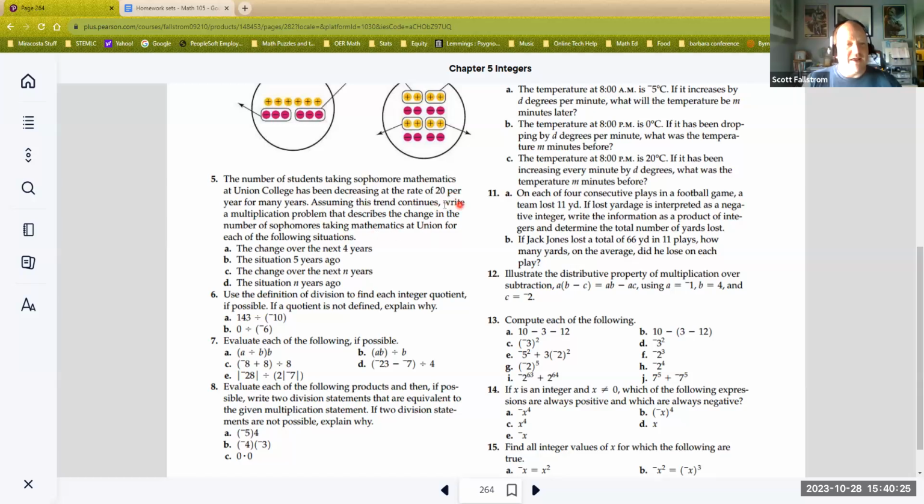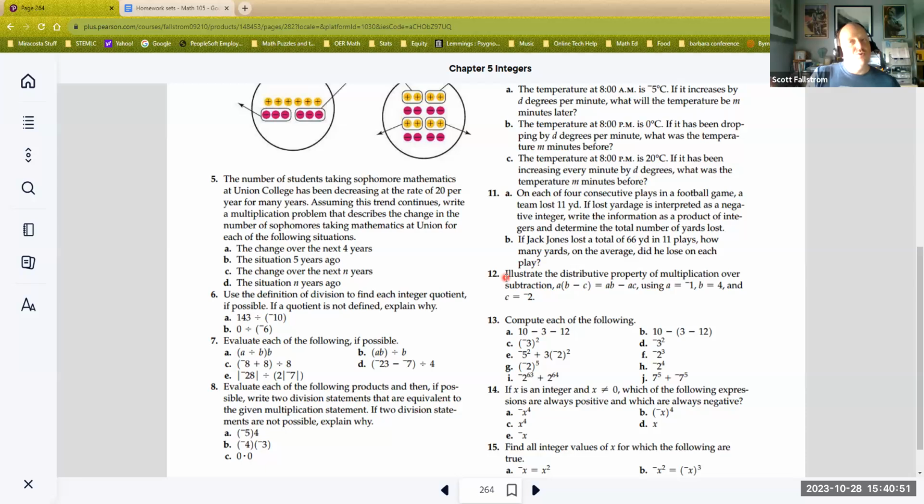Assuming the trends continue, write a multiplication problem that describes the change in the number of sophomores taking math for each of the following situations. The change 5 years ago, the change over the next 4 years, the change in the next n years. So just remember, if you're decreasing, then that would be like a negative 20 students per year. And so if you're doing it over 3 years, you might say that it's 3 times negative 20.